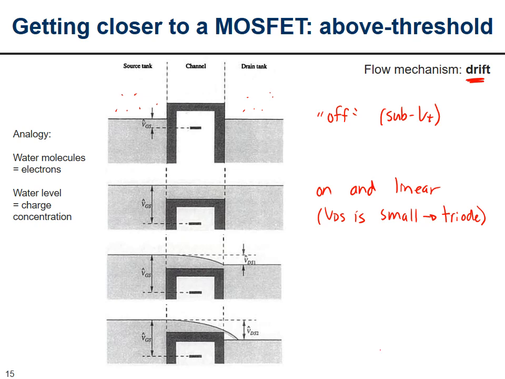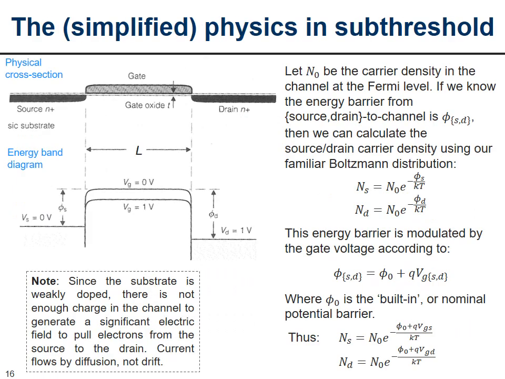Now, if for example one of the reservoir levels starts to go down, then we can say it's on, and in this case still pretty linear. Now, in the case where one of the reservoir levels is so far down that there is only so much water that can get from one side to the other, then we can say that we are in the on and saturated mode of operation. Okay, so that was again a simplified analogy.